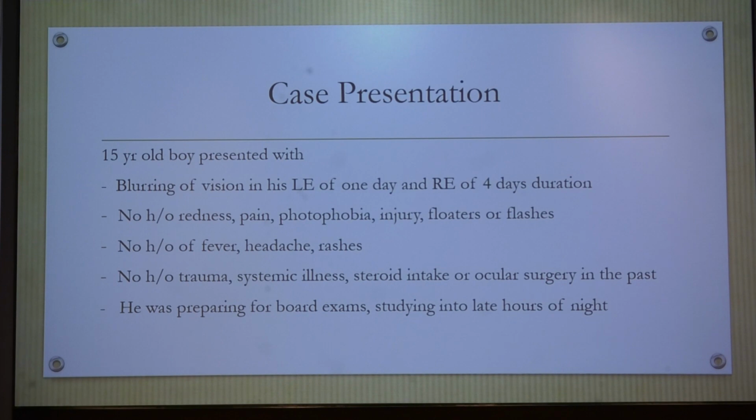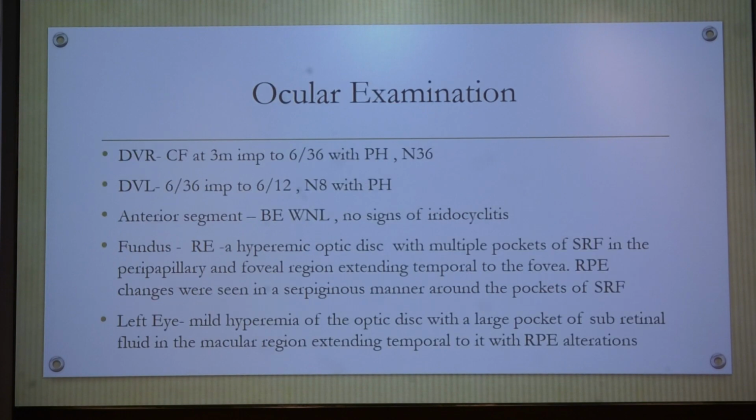The patient was preparing for his board exams and was studying too much into the late hours of the night. On examination, his visual acuity in the right eye was counting fingers at 3 meters, improving to 6/36 with pinhole, and his near vision was only N36. Left eye was 6/36, improving to 6/12. Anterior segment was within normal limits. No signs of uveitis were there.